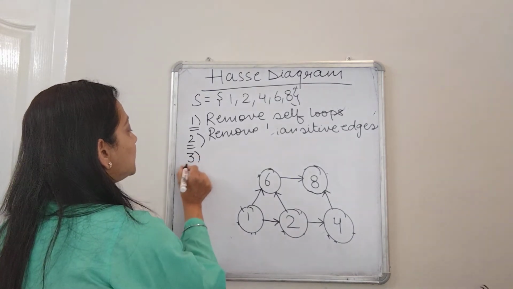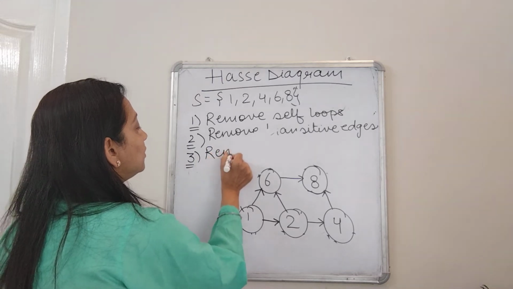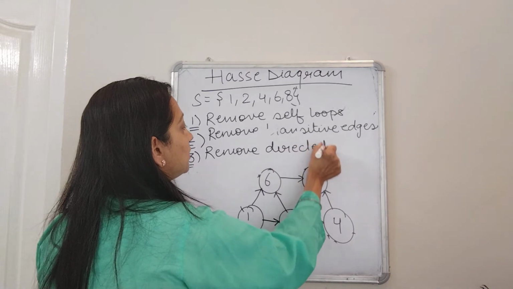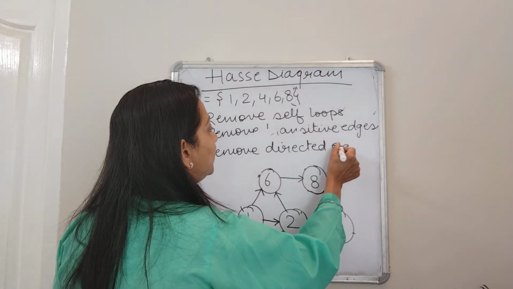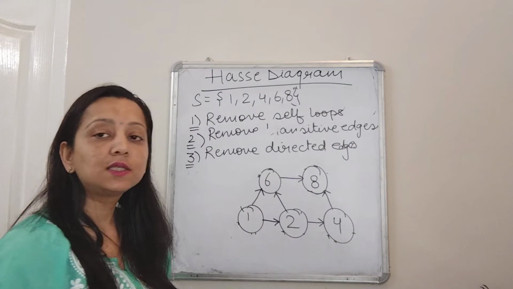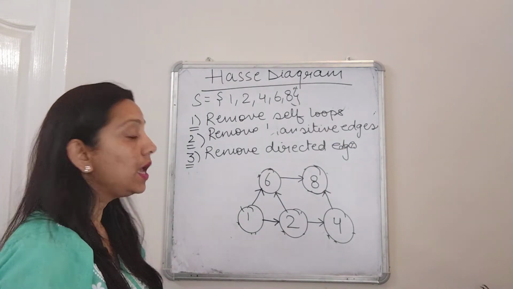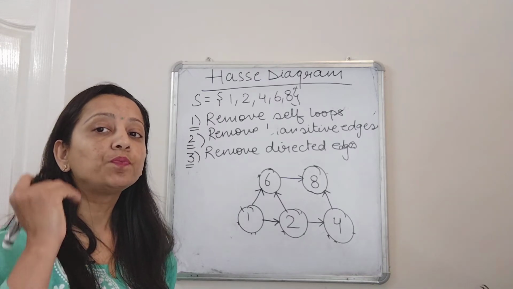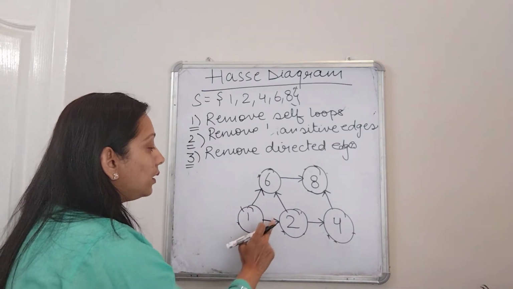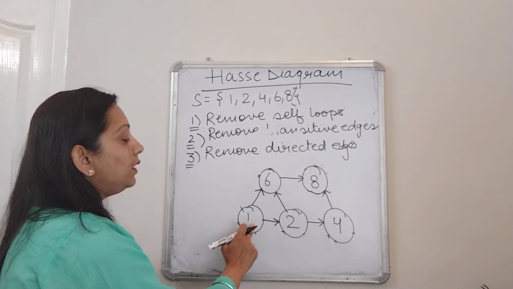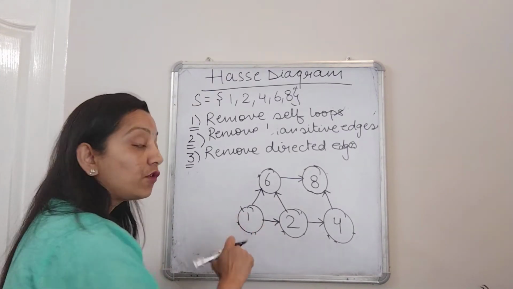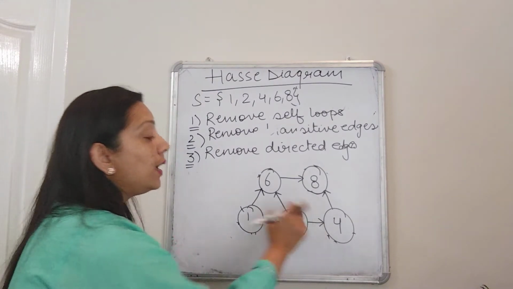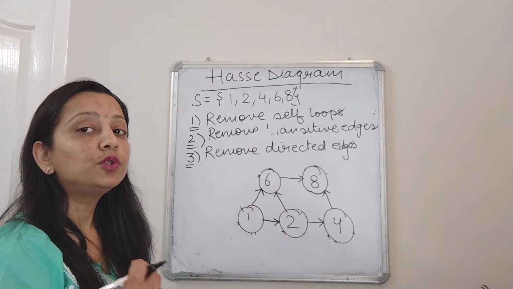And the last step says remove the directed edges. Remove all the directed edges and make simple non-directed edges. Generally in the relation it goes from top to bottom. So it is quite clear that if there is a relation between 1 and 2, the order would be from 1 to 2. Similarly, if it goes from 2 to 4, then it is quite obvious that it will go from 2 to 4.